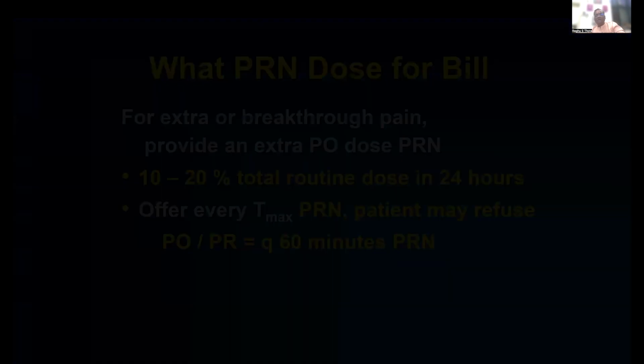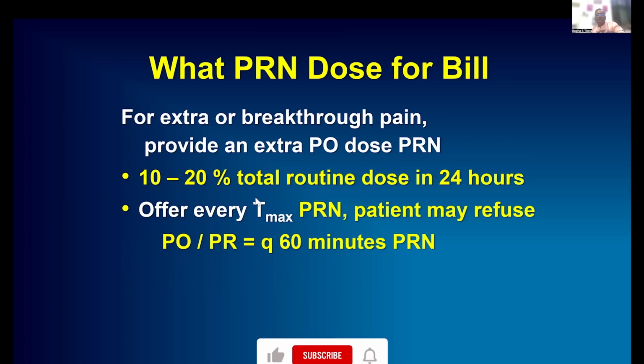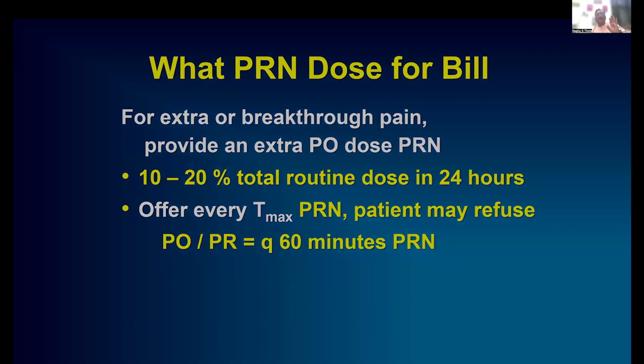So how much was it? 15 into 6, it is 90 milligrams. So 10 to 20% of 90 milligrams is 9 to 18 milligrams. It is somewhere between that. So we take it around 15 milligrams. So we are giving him 15 milligrams every 4 hourly. At the same time, 15 milligrams Q 1 hourly also as an SOS dose or a PRN dose.